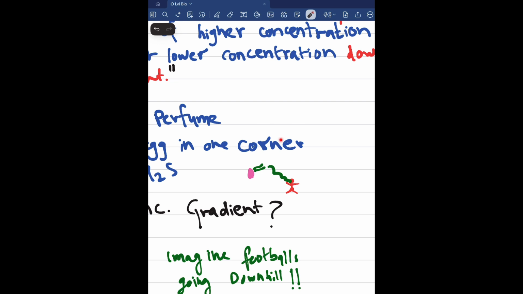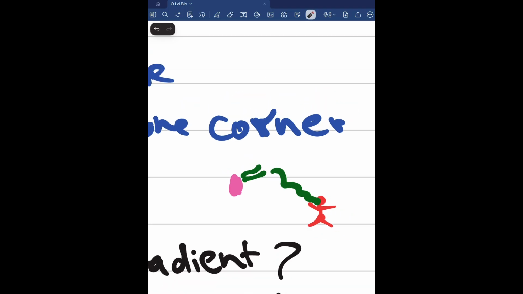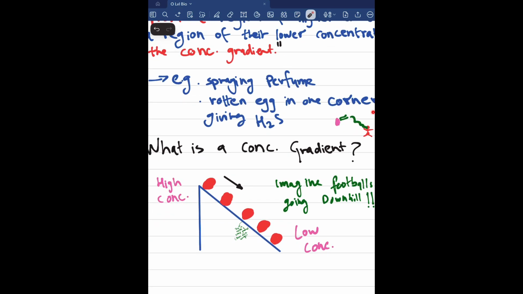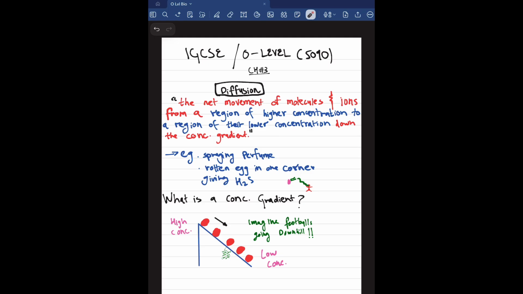So you're standing here, the pink egg is here, and the hydrogen sulfide, that rotten, bad smell, somehow or the other reaches you over here, right? So the question is, how did this happen? It happened because there was a concentration gradient: here its smell was higher, here it was lower, and it came down the concentration gradient like this. So I hope the whole concept of diffusion is kind of clear, or you have a better version of it in your brains right now.